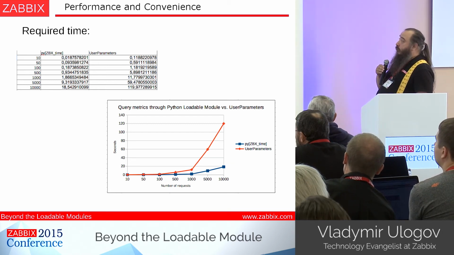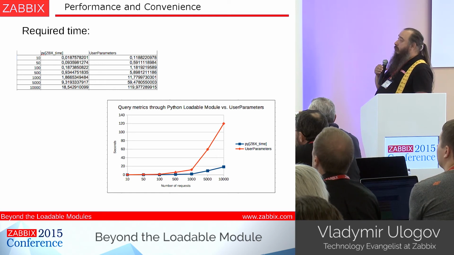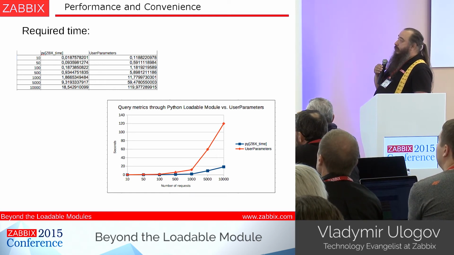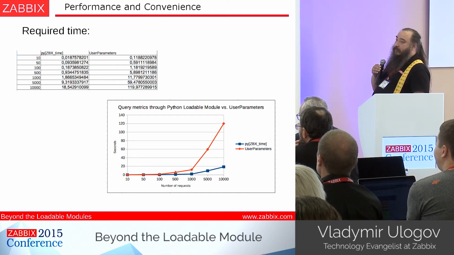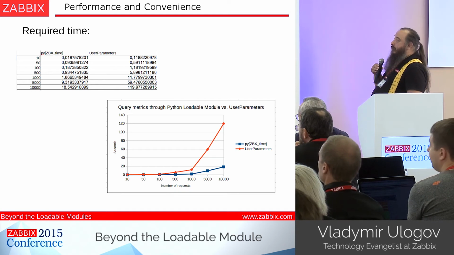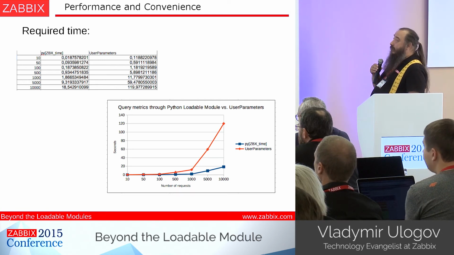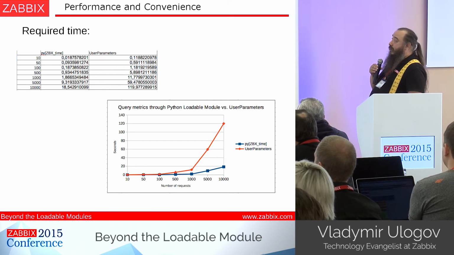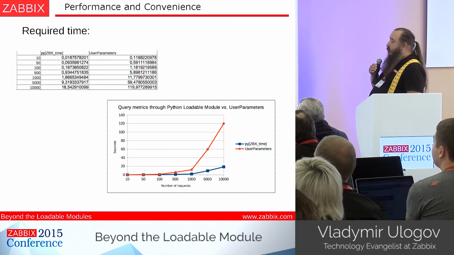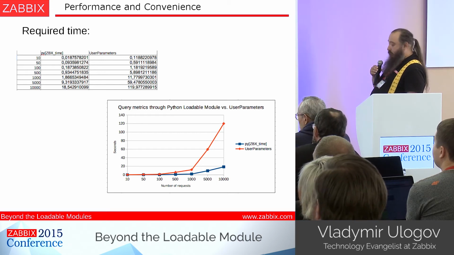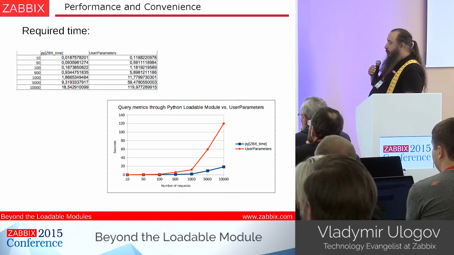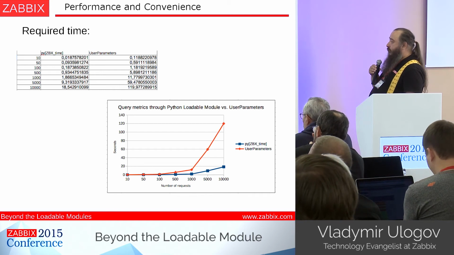If I'm issuing 10 calls, it takes me only roughly 1/100th of a second to handle 10 calls, and 1/10th of a second if I'm using user parameters. And the more calls I route, the more time user parameters will take.